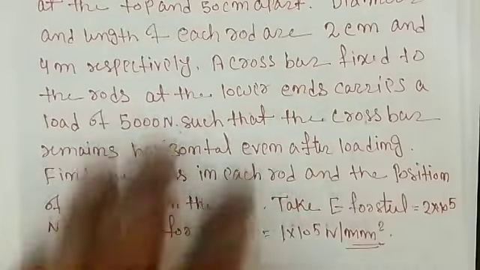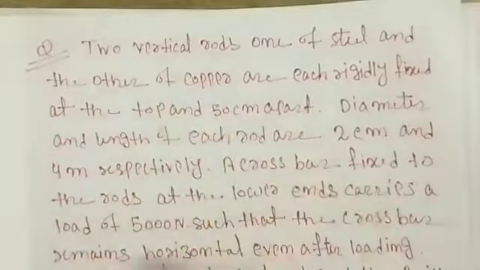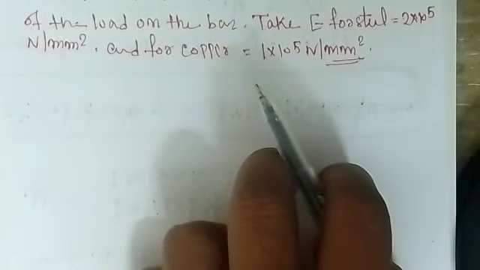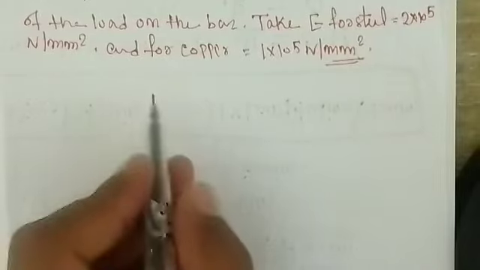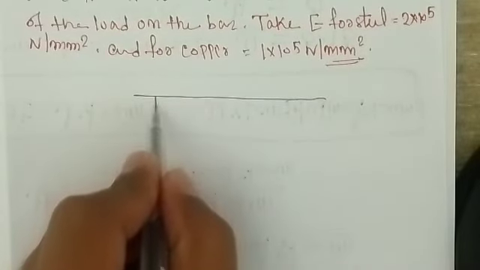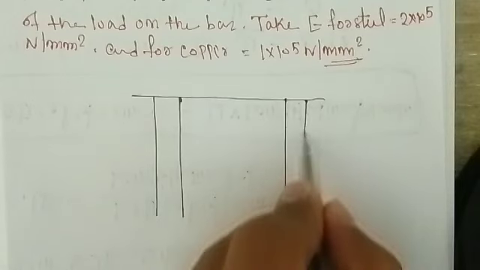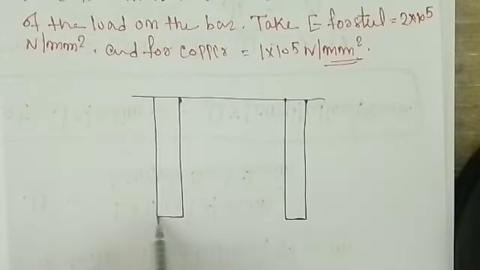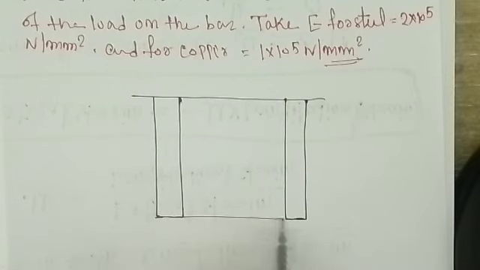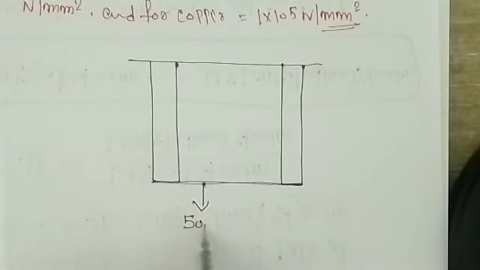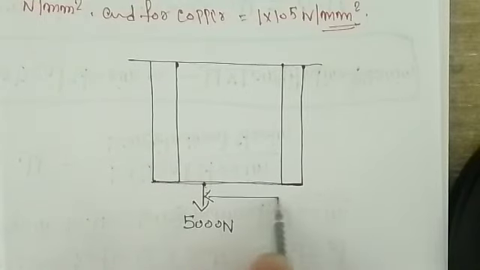So we have a question. First of all, whatever the problem is, we try to draw the figure and then we understand the problem. Suppose you have two bars, a steel and a copper. This is the top portion, let's say this is your steel rod and this is the copper rod, connected and fixed at the lower end, and here the load is acting, which is 5000 Newton. The load acts at a distance of x from the copper.